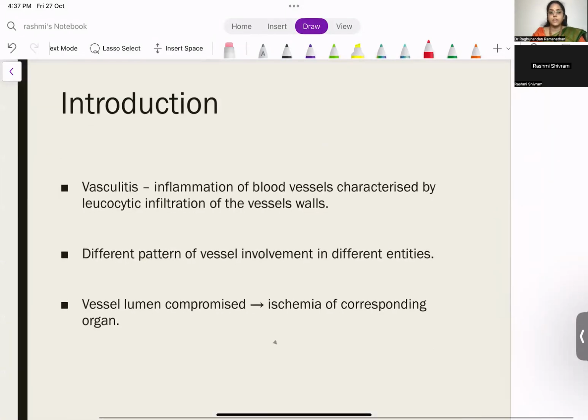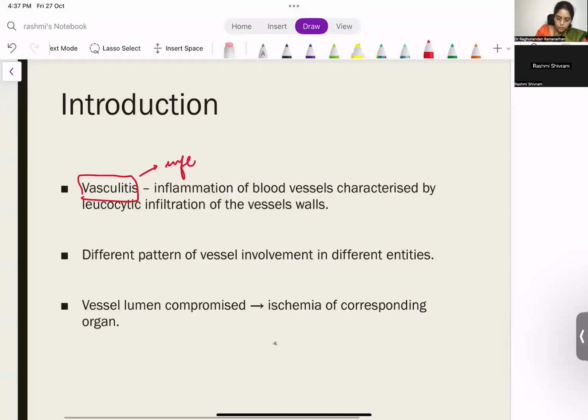So let's begin with the introduction. What exactly is vasculitis? Itis is inflammation, we all know that. So vasculitis is inflammation of blood vessels, which is characterized by leukocytic infiltration of the vessel walls. Mostly it's a neutrophilic infiltration of the vessel wall. Sometimes there can be macrophage infiltration also. So vasculitis is inflammation of blood vessels.